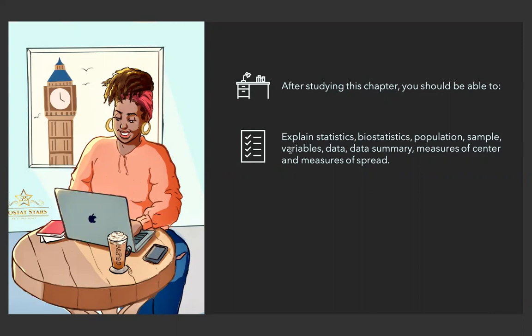what is statistics, what is biostatistics, what is the concept of the population, the sample, what are variables, how do we get data, how do we summarize the data that we get, and what are the measures of center and the measures of spread. So these are the main important points that you need to understand at the end of this lesson. This is the first lesson, right? This is the foundation of this biostatistics course.